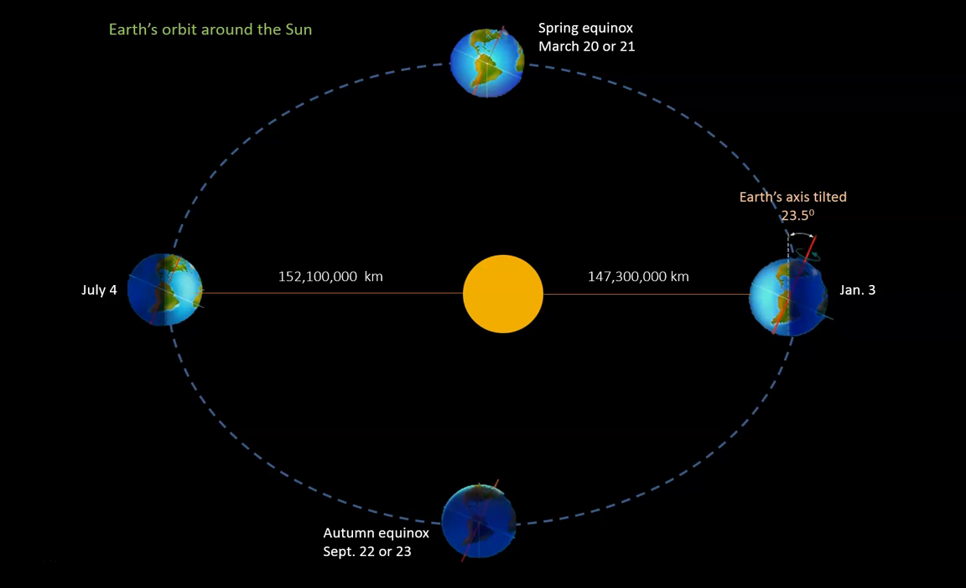In fact, there is one day in spring, March 20th or 21st, and one day in the autumn, September 22nd or 23rd, where the daylight hours are equal to the nighttime hours. Those are called the equinoxes. Equi means equal, and nox means night. So we have equal night, which implies also equal day.